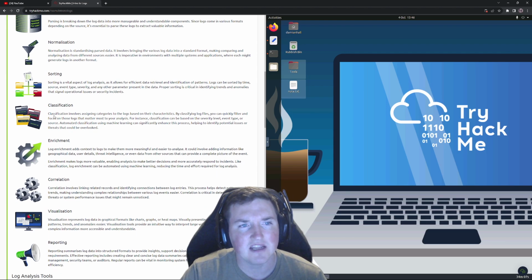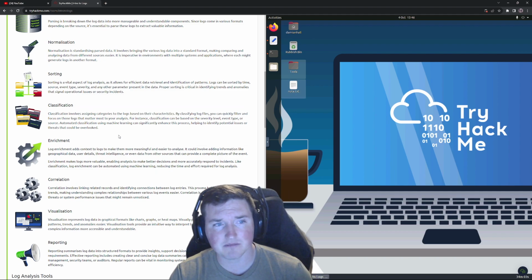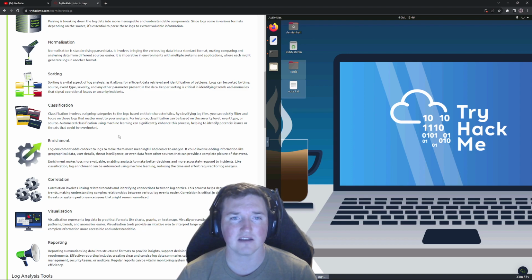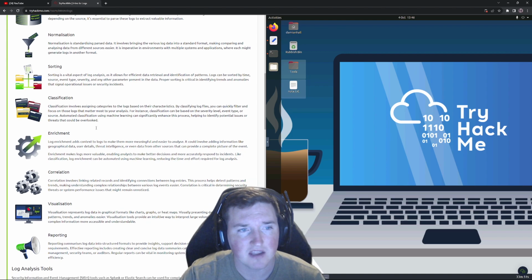So classification, this depends on what data is in that log, right? You may need to keep that log encrypted because that log might actually have passwords in it, or it might have something else in it, PII, that you need to make sure is hidden. So you would classify those logs and say, hey, this is classified information, keep these logs safe.